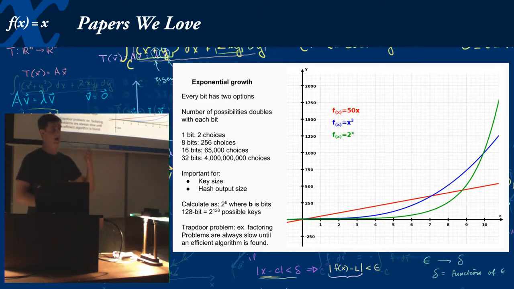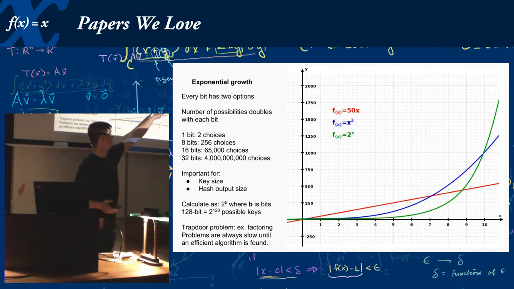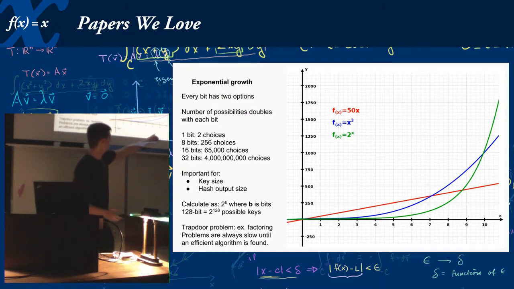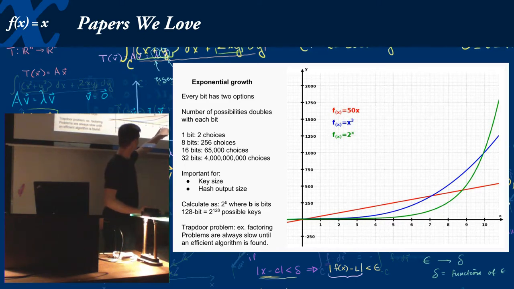Bits are either ones or zeros, so there's two possibilities for each bit. So you can see how it grows exponentially. Green is what we want to look at for bits as you increase key size. As you can see here, if you had a 6-bit key, which is not secure, that's about 200 choices or so.